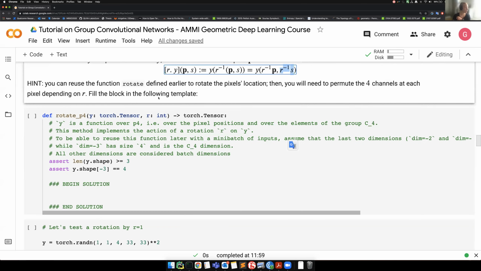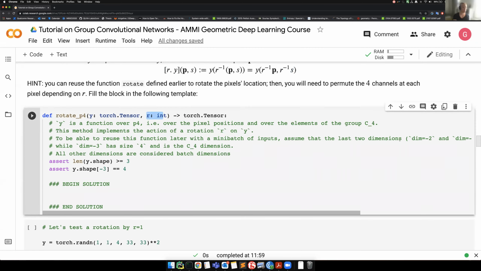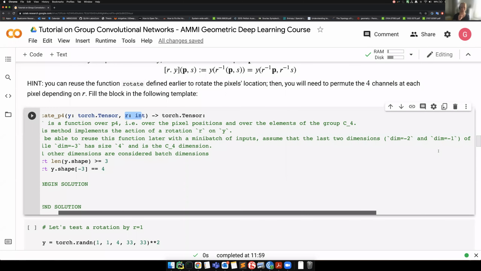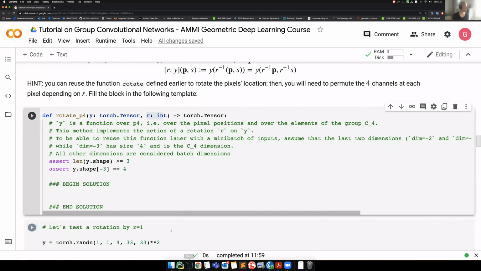Okay, this is what you should implement now in this exercise. You are getting input as a torch tensor Y and a rotation as an integer. You assume that the last 2 dimensions, so dimensions -2 and -1, are going to be the pixel locations, right? So here you can actually use the rotation that we implemented before to rotate it. But then you assume that the third last dimension, so -3, has shape 4 and contains the 4 channels. What you need to implement in this function then is also this cyclic shift of the 4 channels.